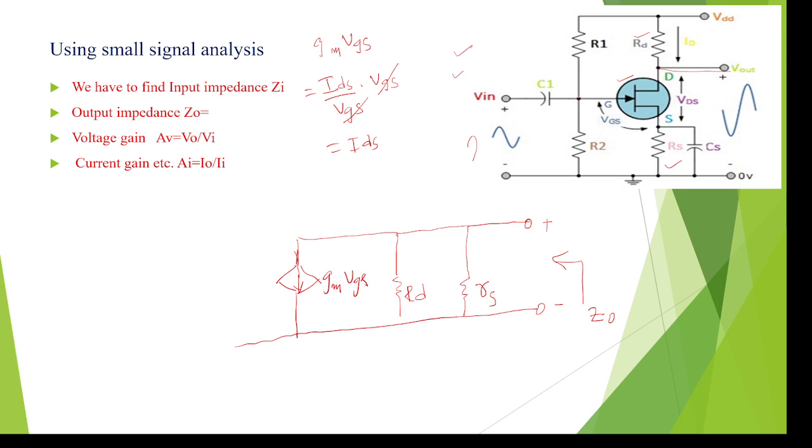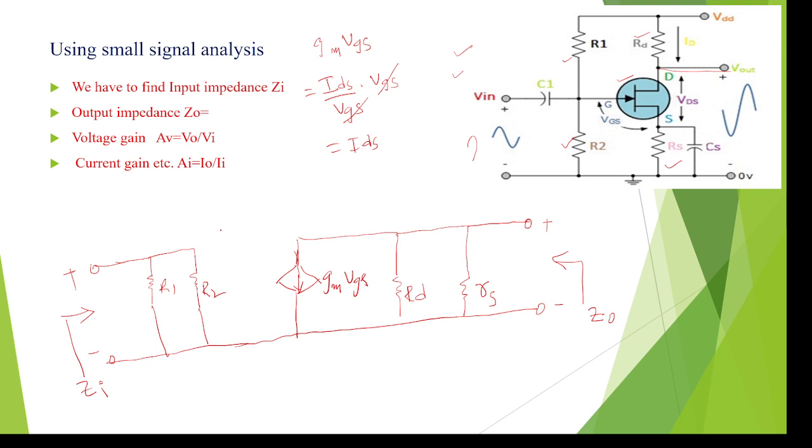Coming to the input side, R1 is there and R2 is there. Both are in parallel, not in series. So on the input side I am writing R1 parallel to R2. This is plus and this is minus, and this is the input impedance Zi. Now the small signal analysis is completed.